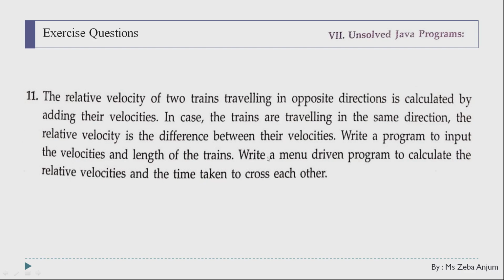See over there, it is clearly mentioned that write a menu driven program to calculate the relative velocity and the time taken to cross each other. What you have to do, you have to write a menu driven program. It means you have to write a switch case program in which you will make two cases, one for what? For opposite direction and one for the same direction. Okay, now let us see how we are going to do this question.